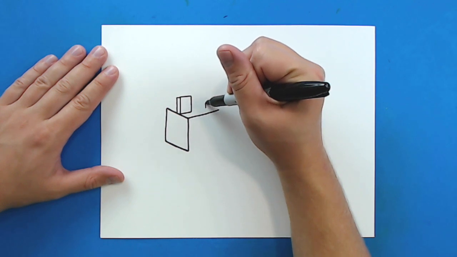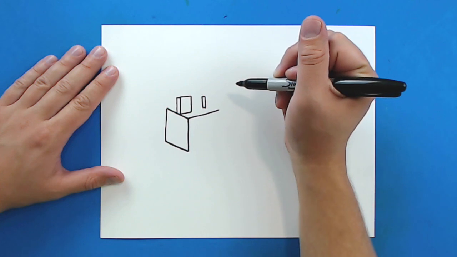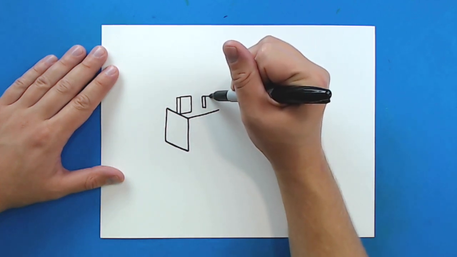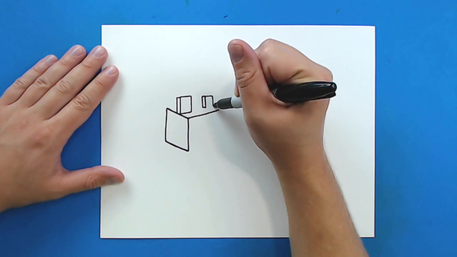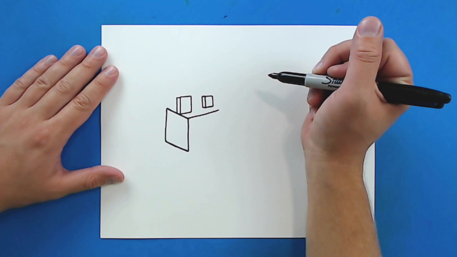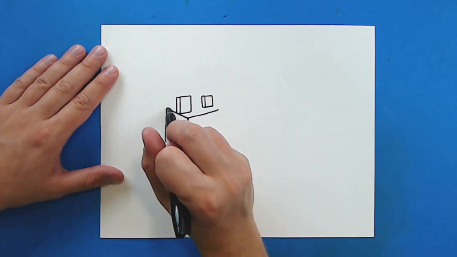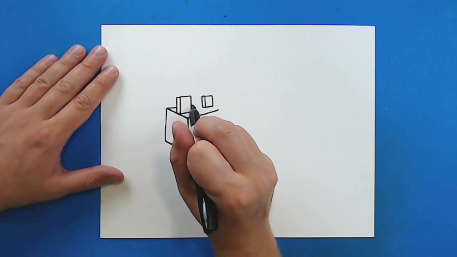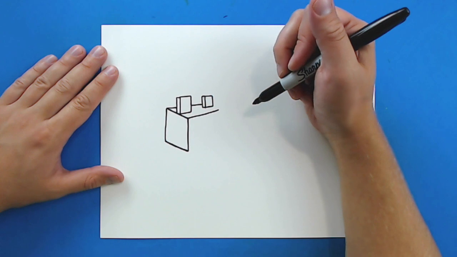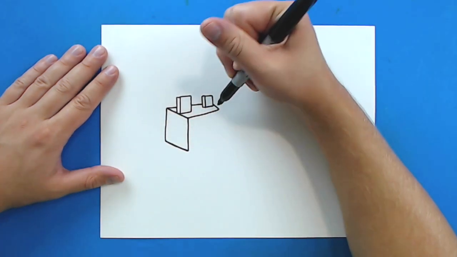Then right here I'm going to draw that same little skinny rectangle. And then I'm going to draw a line that goes across and then down and over to form the ear. Then right here, I'm going to draw a line that goes across and then jumps over like this. And then right here, I'm going to draw this line up like that.